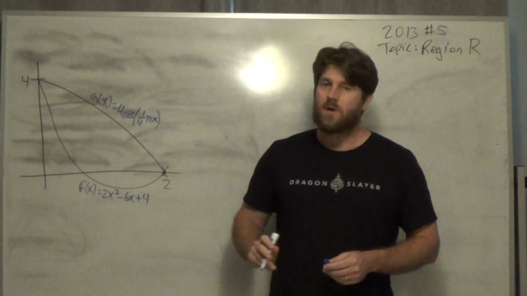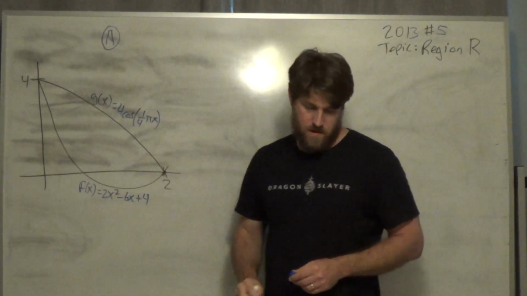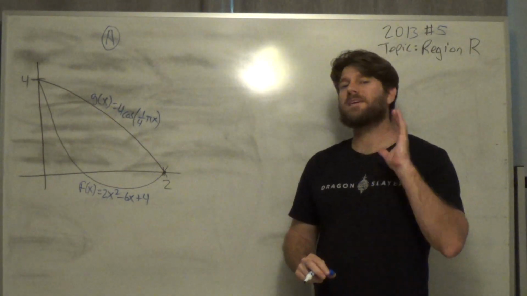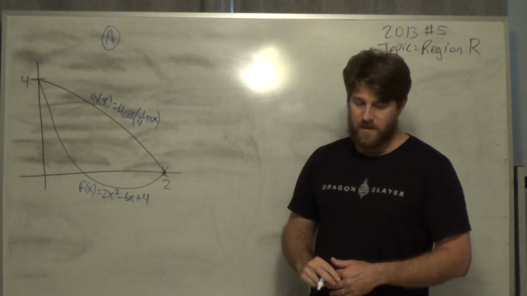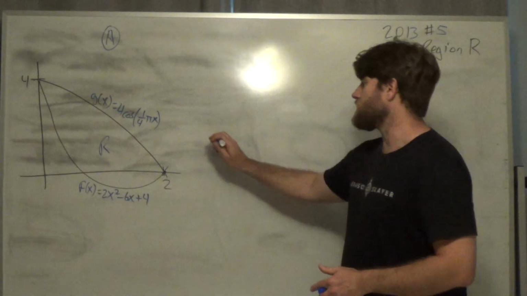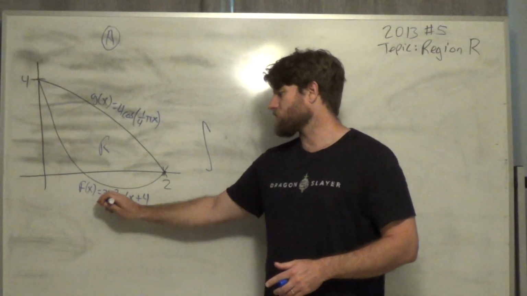Okay? So we're going to go ahead and start with part A. And part A says find the area of R. Now, if this was a calculator question, it would be so easy. The area of R is simply top equation minus bottom equation. Now, how did I know this was the top and this was the bottom? Well, let's just start with this one.